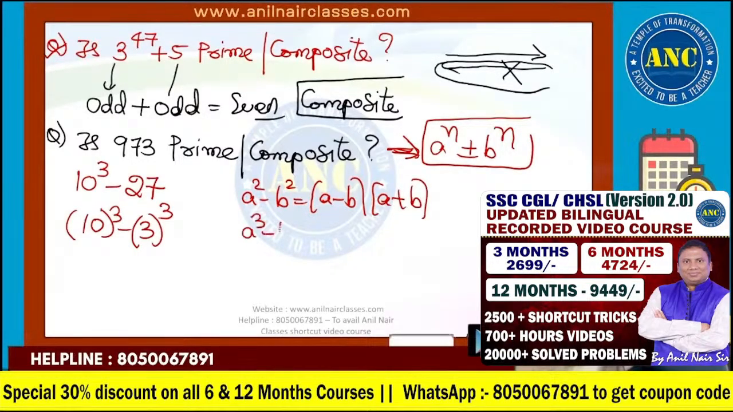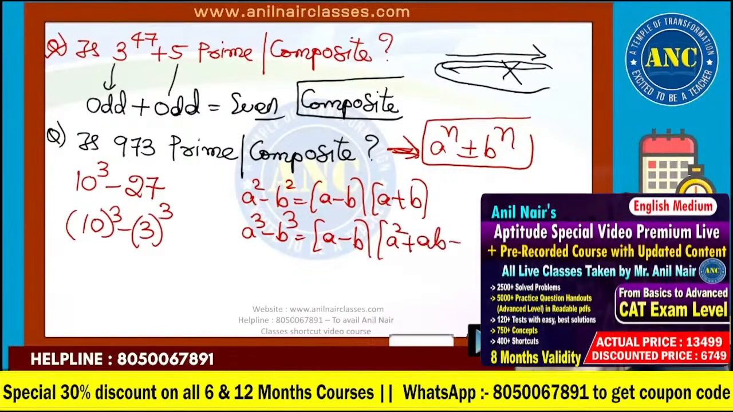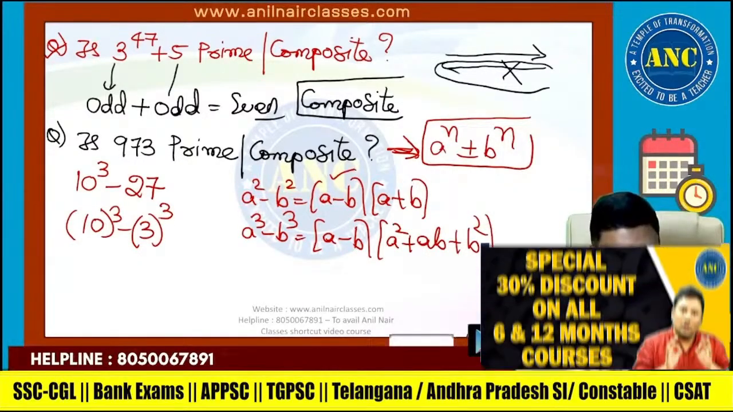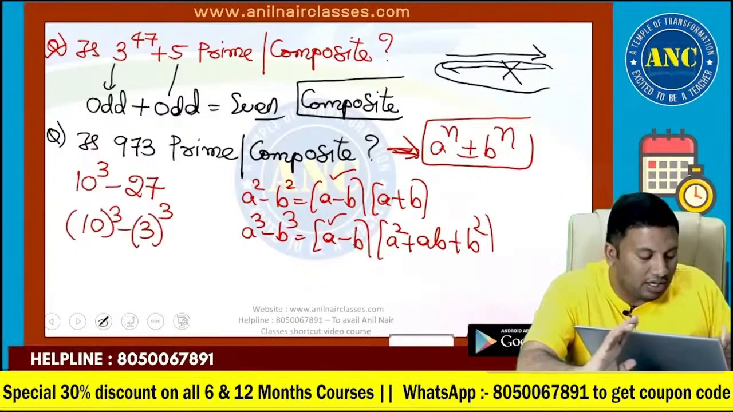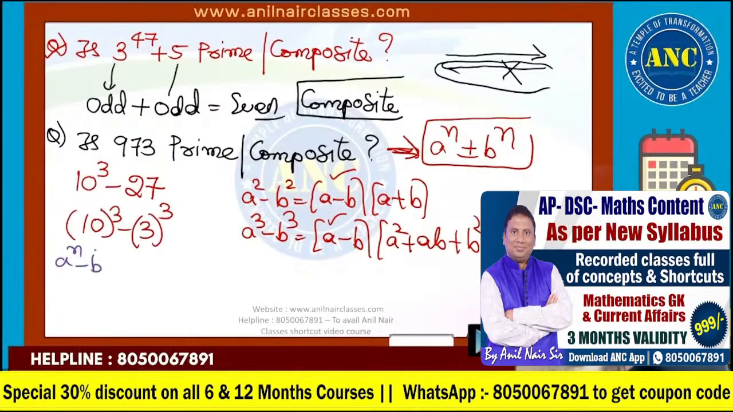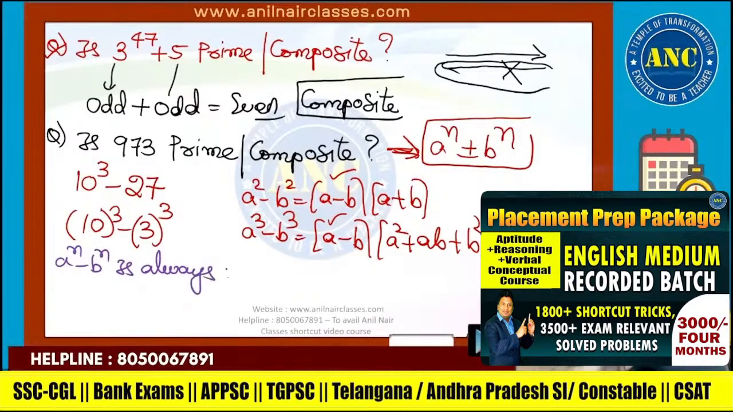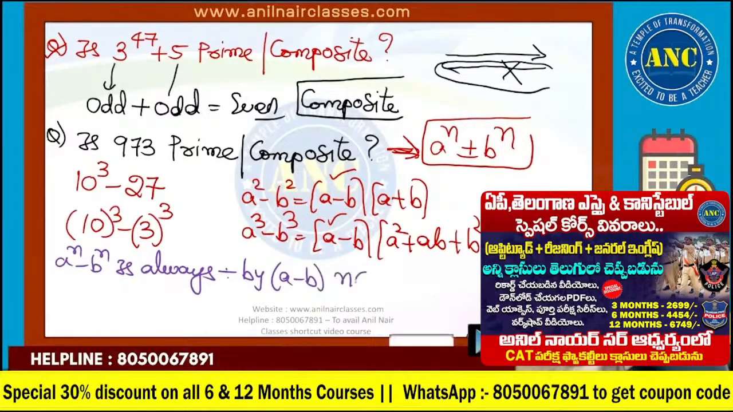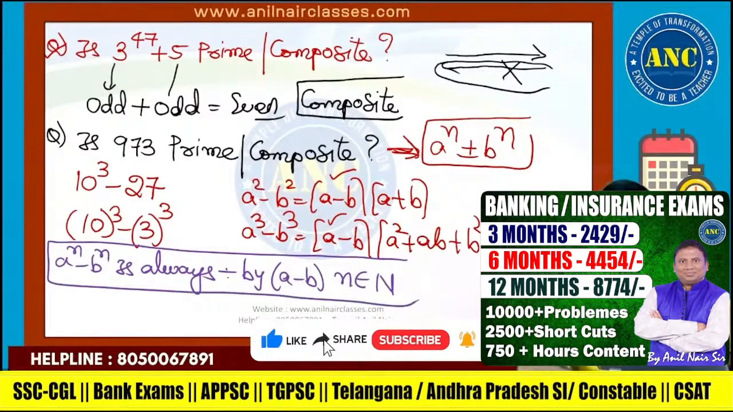A cube minus b cube is nothing but a minus b into a square plus ab plus b square. Here n value 2 has a factor a minus b. N value 3 has a factor a minus b. Please write down in your notes: a power n minus b power n is always divisible by a minus b as long as n is a natural number.